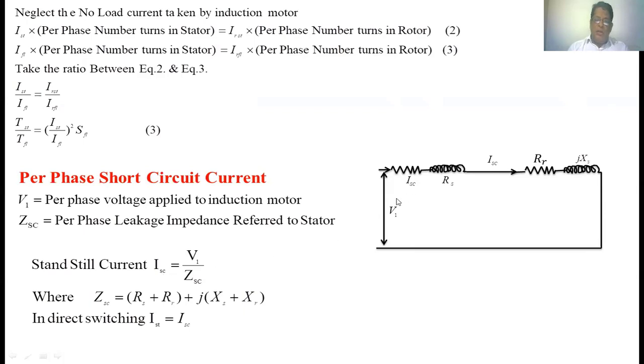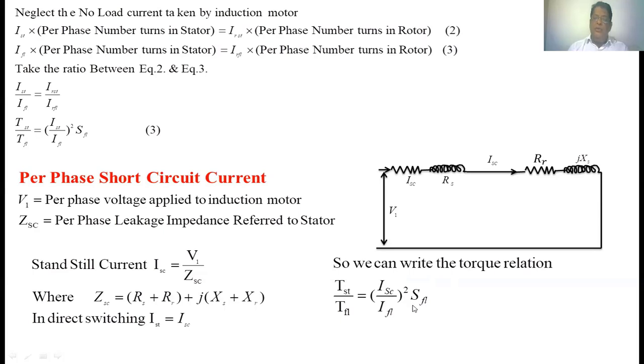I_SC equals the voltage divided by the equivalent impedance of this circuit, that is Z_SC. Now Z_SC you can write as R_SC plus R_R plus j X_S. At the time of starting with a DOL starter, the starting current equals the standstill current taken by the induction motor. Now in equation 3, the starting current by full load current equals the standstill current divided by the full load current, whole square, into slip of the induction motor at full load.